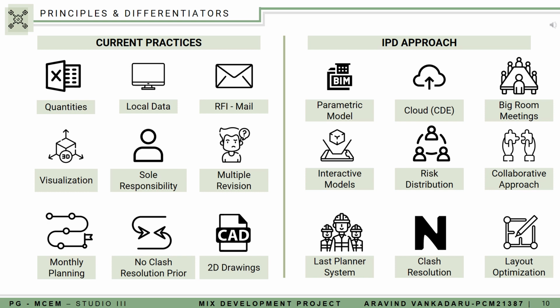Collaborative approaches help in reducing revisions, and the quality of drawings is also improved. The LPS system involves monthly planning for look-ahead planning, weekly planning, and day-to-day planning. Clash detection and clash resolution are done prior to execution using Navisworks in the IPD approach. Site layout optimization is also done using 4D simulations using Synchro.